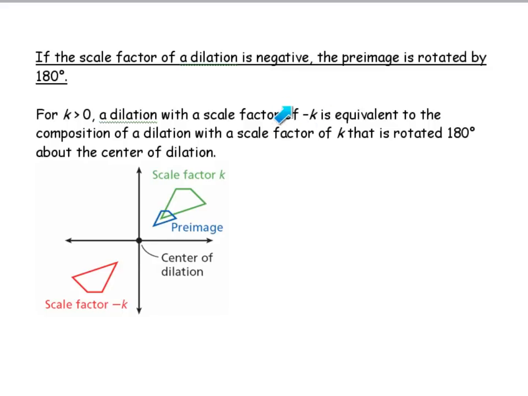So if I ever am working with a negative scale factor, what you're going to do is the regular dilation with a scale factor of k. So here's my pre-image. I'm going to do the regular dilation of a scale factor of k, and then we're going to rotate it 180 degrees. So it's a composition of two transformations.